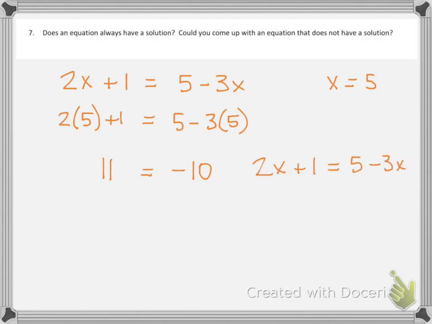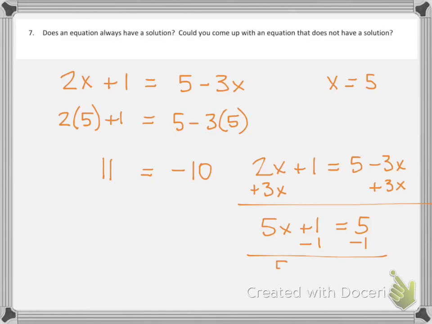That's our original equation. In order to solve this, I need all of my x's on the same side, so I'm going to add 3x to both sides, and that gives me 5x plus 1 equals 5, and then I could subtract 1 from both sides, and that gives me 5x equals 5 minus 1 is 4, and then multiply by reciprocal, and what do you know, x equals 4/5. So that does have a solution. Could you come up with an equation that does not have a solution? Maybe not. We'll talk in class about that one.